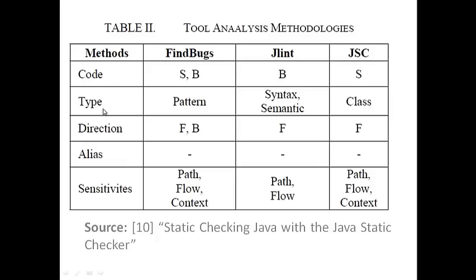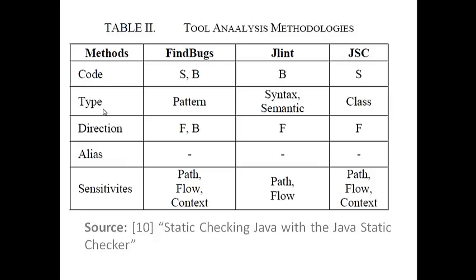Second row, the type, talks about the overall methodology of the tool. FindBugs uses a pattern matching technique, while JLint uses a syntax or semantic type technique, and JSC uses a class technique. Third row, the direction. This row talks about the direction of data flow analysis. FindBugs uses both forward and backward data flow analysis, while JLint and JSC use forward data flow analysis.